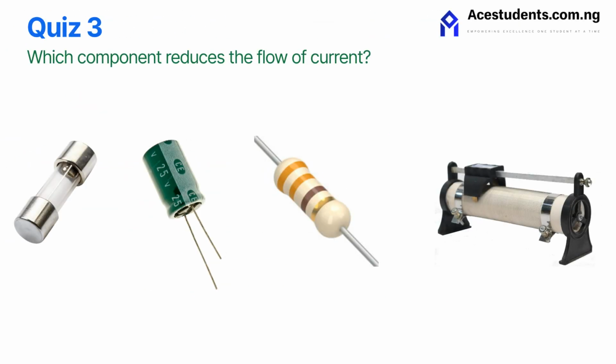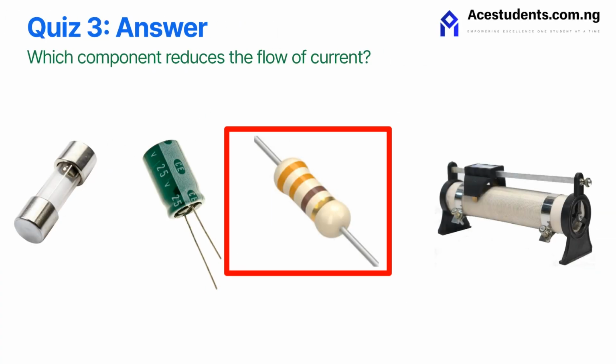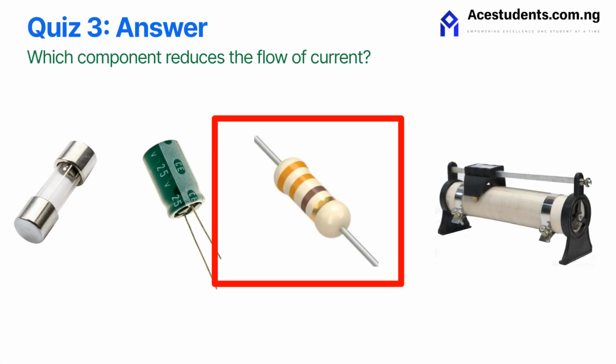For Quiz 3, which component reduces the flow of current? The correct answer for Quiz 3 is the resistor. It reduces the flow of current to protect the circuit.